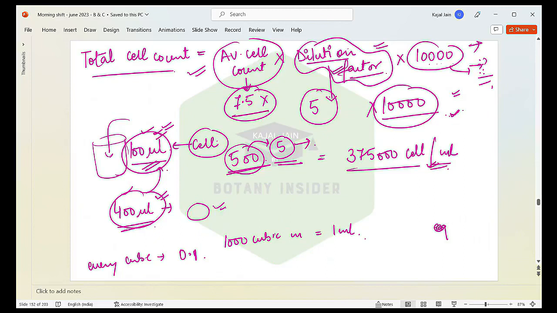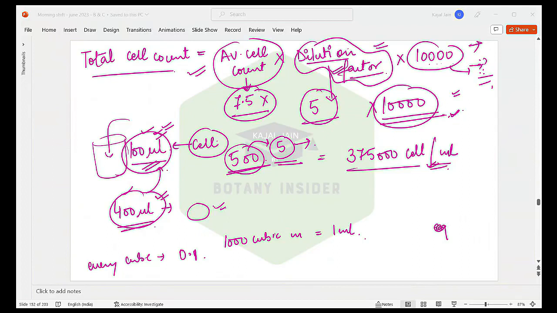So 7.5 into 5 into 10,000. When you calculate this, you get the final answer as 375 followed by 3 zeros. So this is the correct answer for the first calculation of the question. Is it clear to all? Yes, Anjali, now is it clear to you? And others also, is it clear?